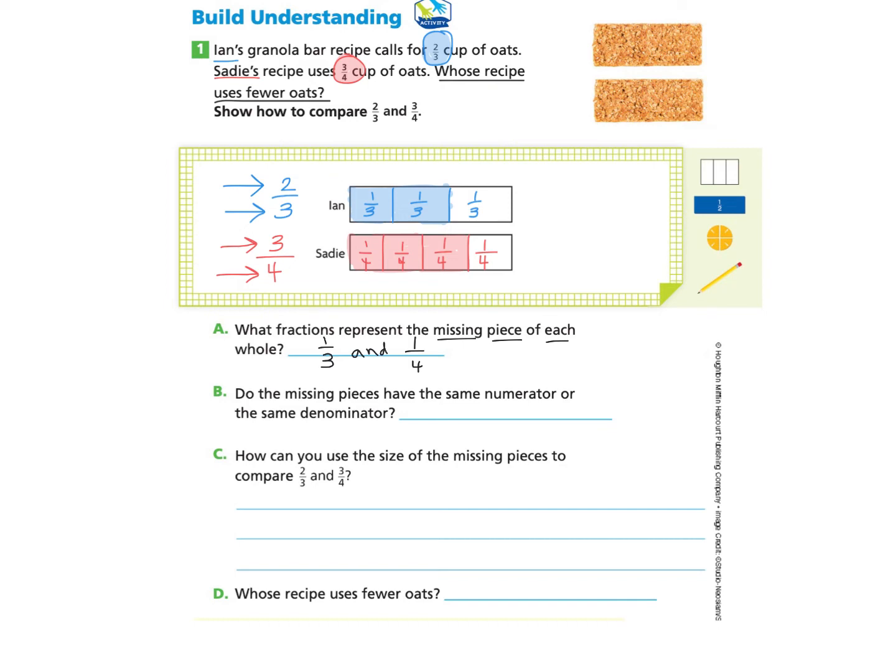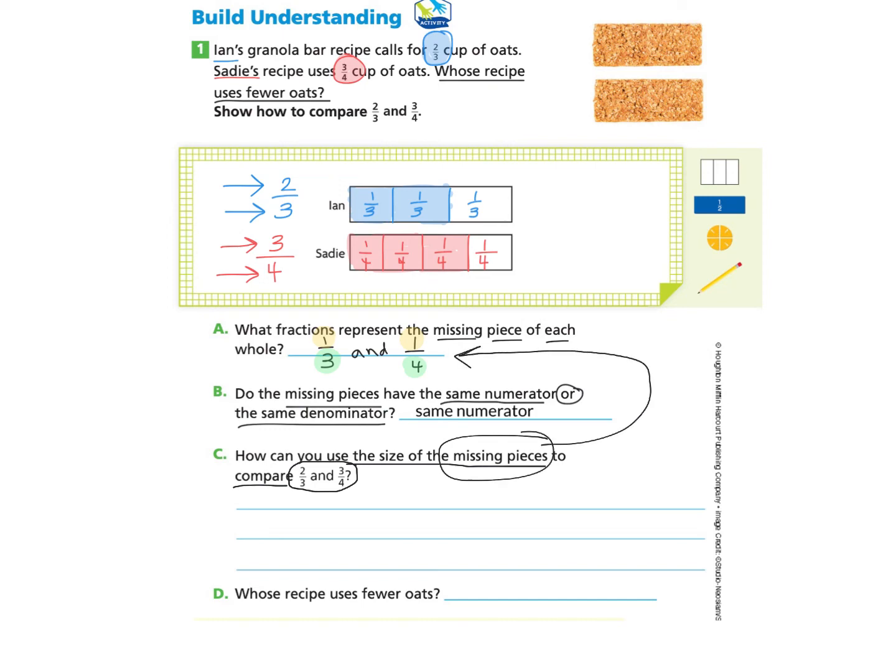Now let's look at Part B. Do the missing pieces have the same numerator or the same denominator? When we take a look at 1/3 and 1/4, we notice that they have the same numerator, which is 1. Part C asks, how can you use the size of the missing pieces to compare 2/3 and 3/4? Remember that the missing pieces are these numbers here, 1/3 and 1/4. Those are our missing pieces. So what are you noticing about those numbers?